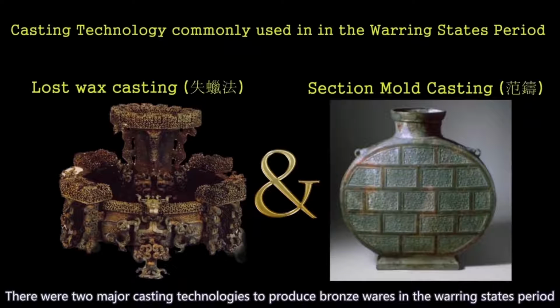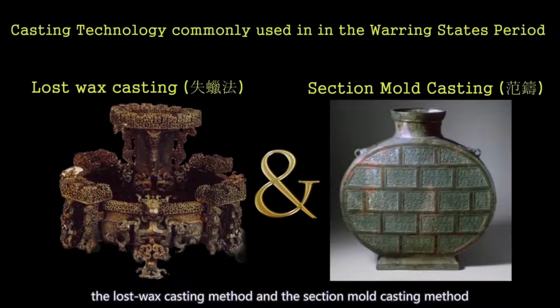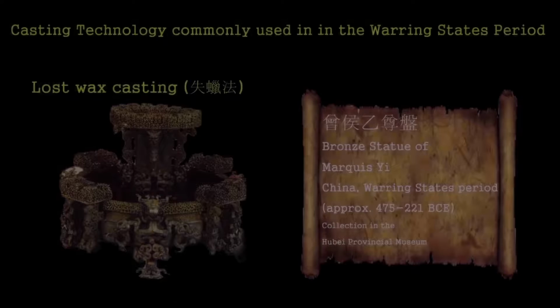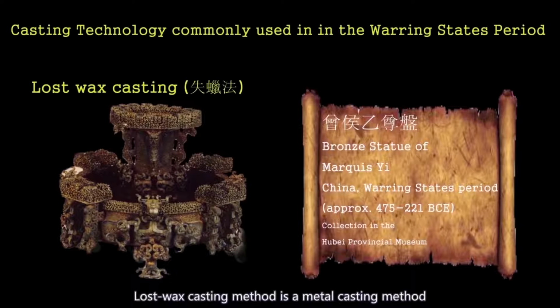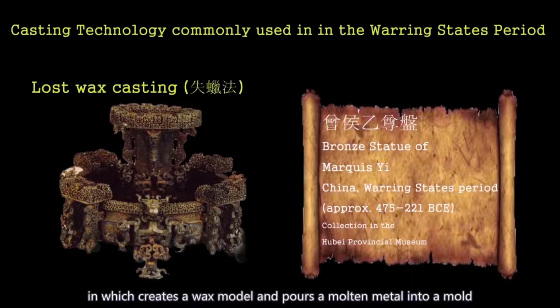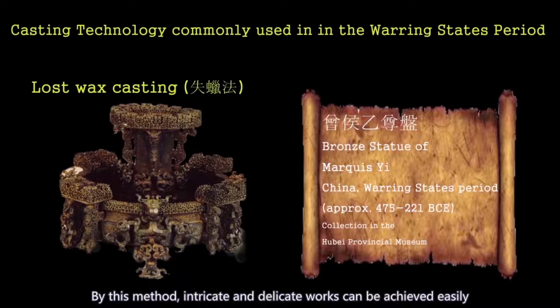There were two major casting technologies to produce bronzeware in the Warring States period: the lost wax casting method and the section mold casting method. Lost wax casting method is a metal casting method in which one creates a wax mold and pours molten metal into a mold. By this method, intricate and delicate works can be achieved easily.